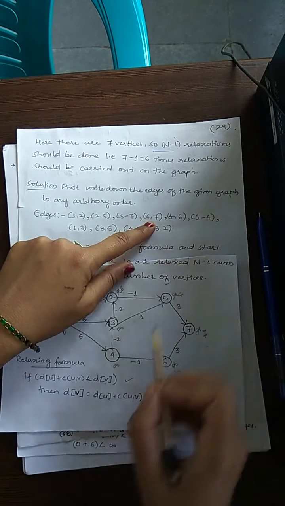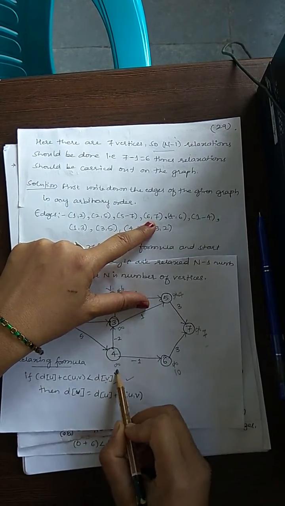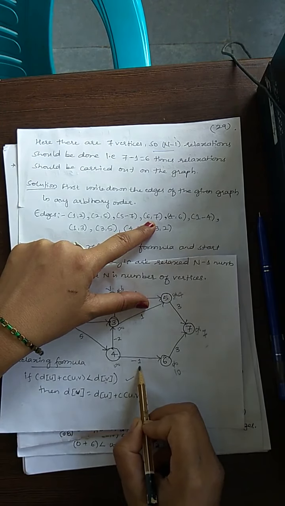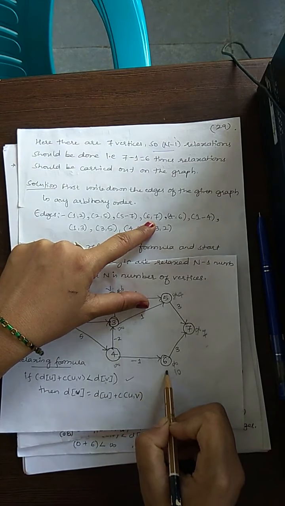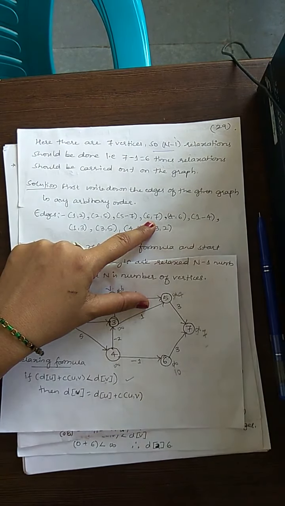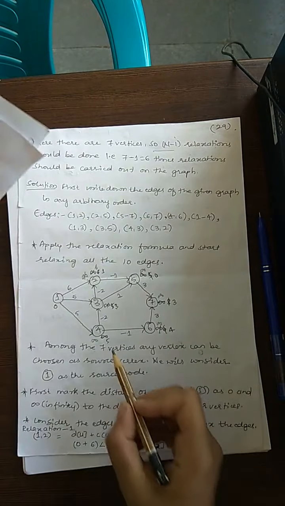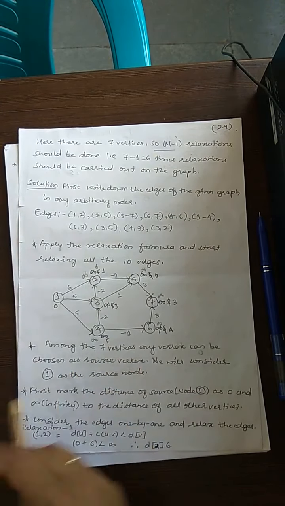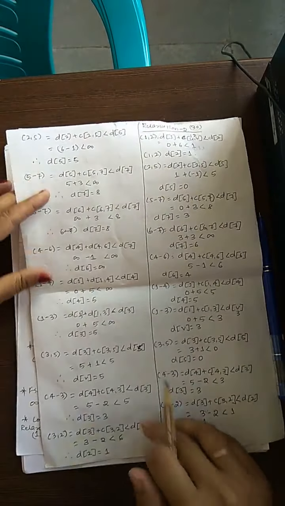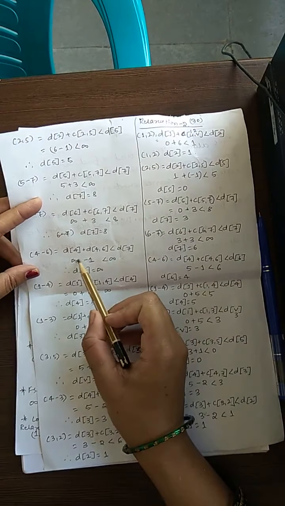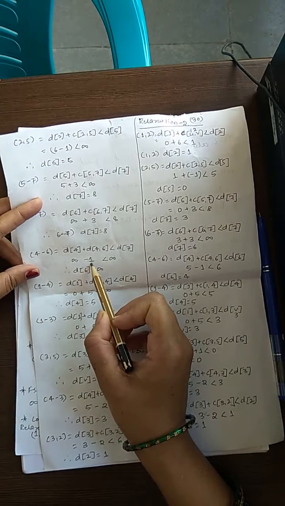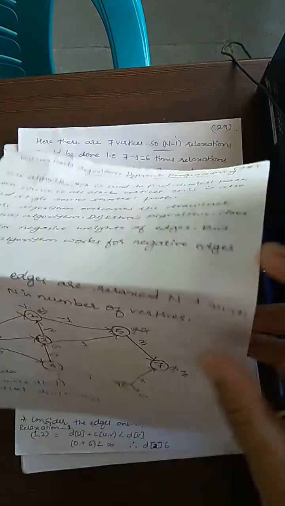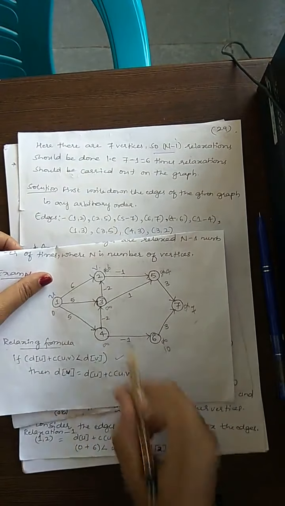Next 4 to 6. Infinity minus infinity is infinity. Infinity is less than 10? No. So keep it as it is. So for the first time we have done only that much. So let us see here the 4 to 6 one. What we have done here: infinity minus 1 is infinity. Infinity less than infinity? No. So as it is we have kept it. So this will remain as infinity only.